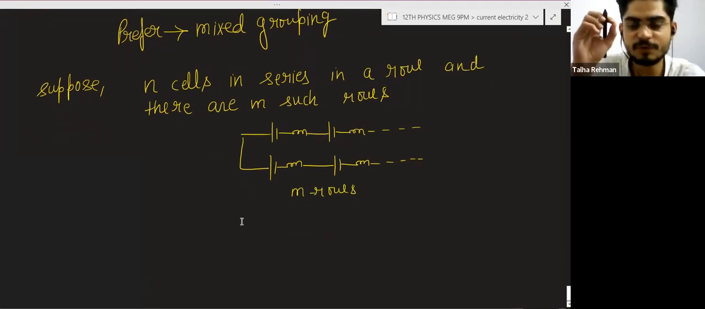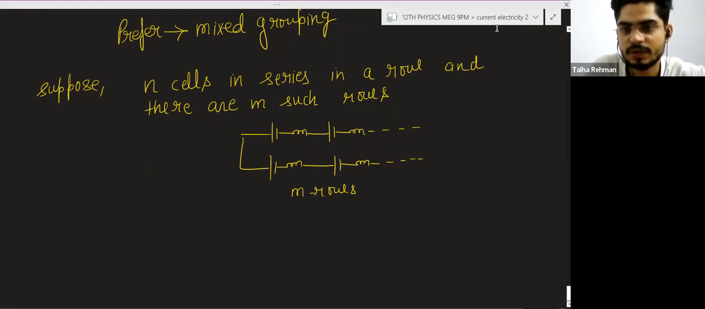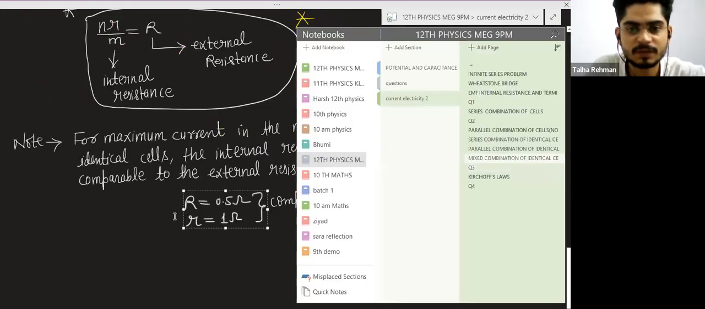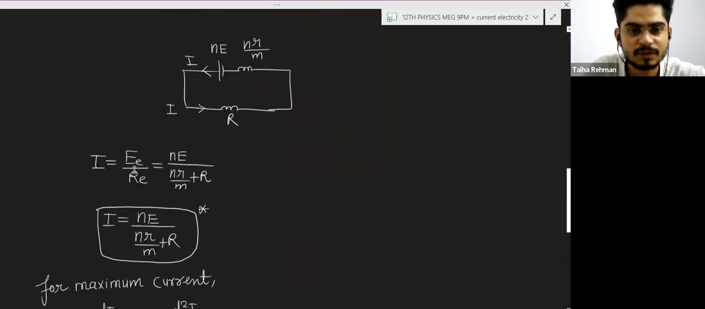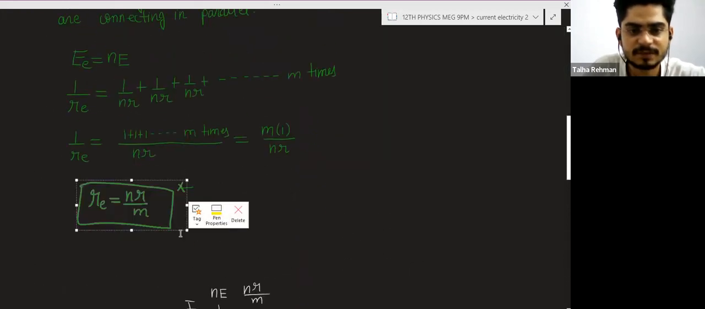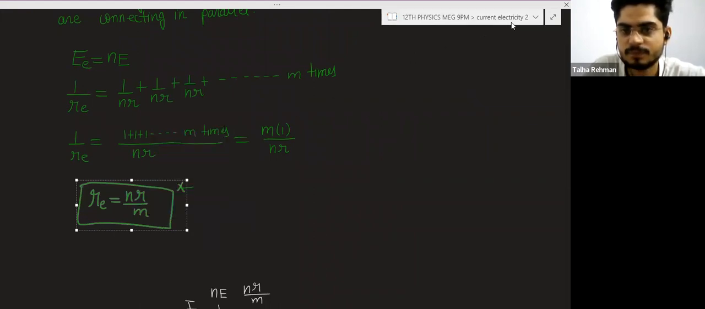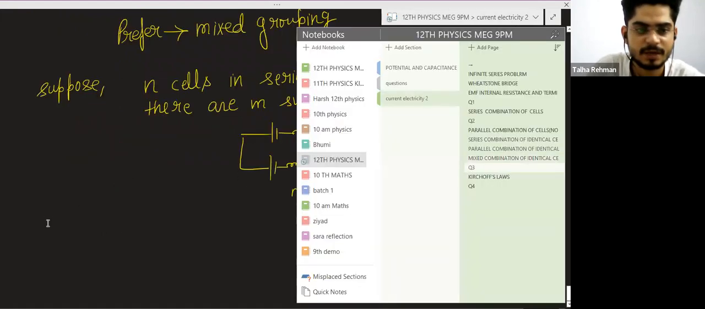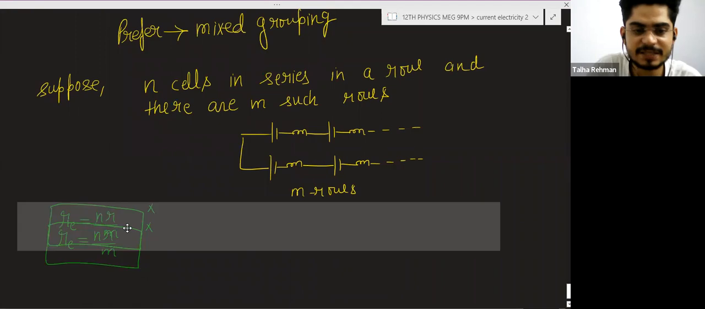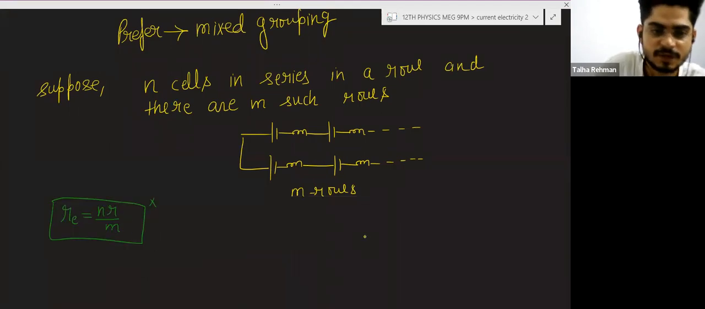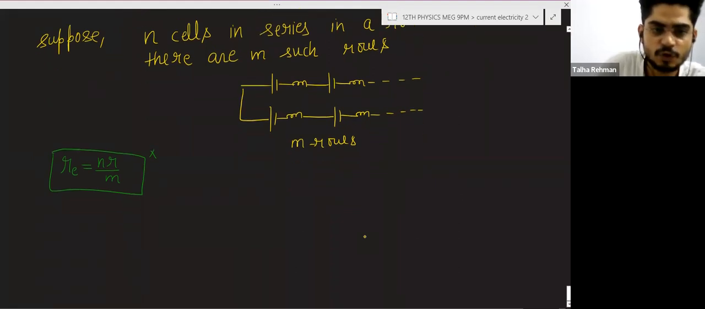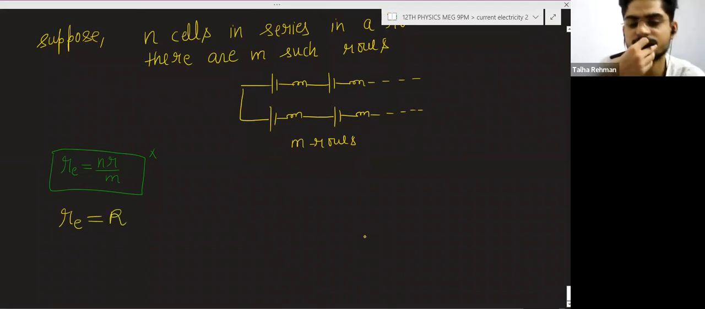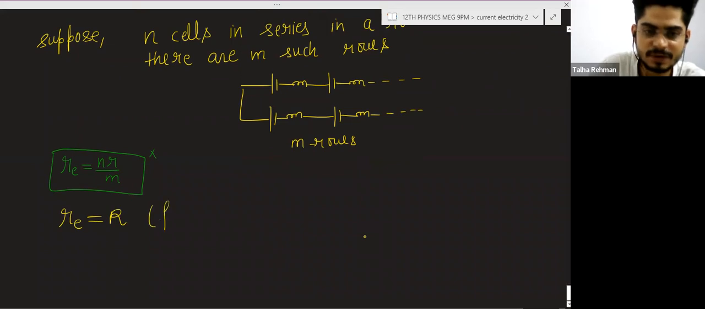So what I have told you, the formula of internal resistance in the mixed grouping, this is the formula for equivalent internal resistance. Okay, n r by m. If you are connecting n cells in series and m such rows are there, so R equivalent is equal to n r by m. Okay, and this R equivalent is equal to the external resistance for maximum current. We have discussed now.